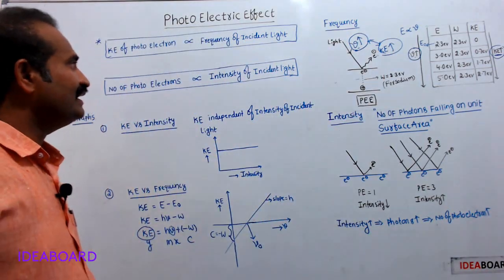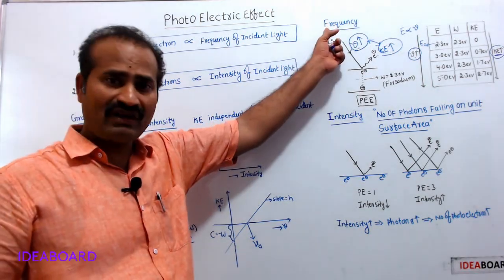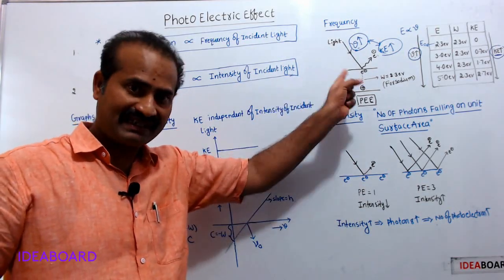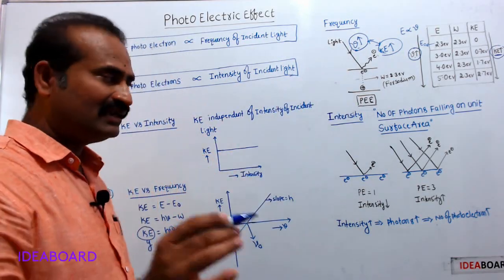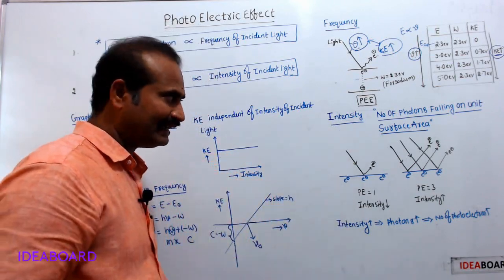This is a very important point. Okay, now that is the role of frequency of incident light in case of photoelectric effect. Now we'll see what is the role played by intensity in case of photoelectric effect.